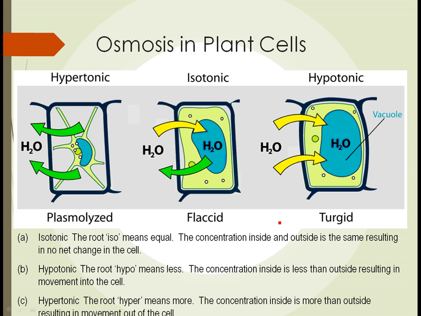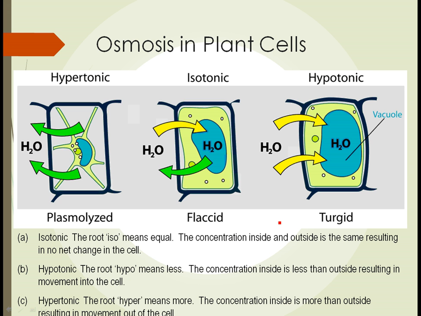Hypotonic comes from the word hypo, that means less. So you have less of the material inside the cell than outside the cell. So the stuff that's outside tends to migrate inside. That evens out the pressure from inside and outside.